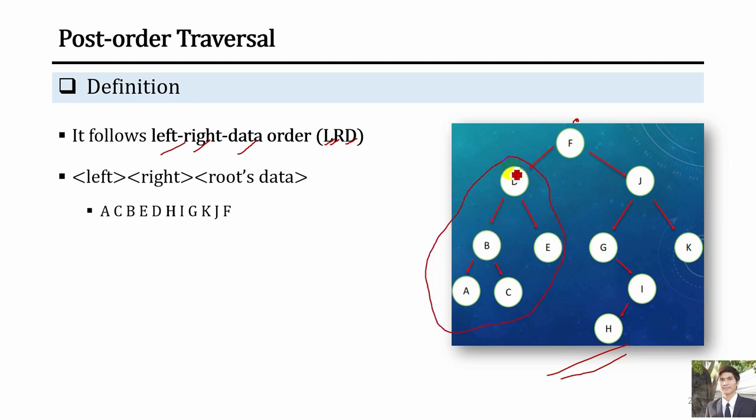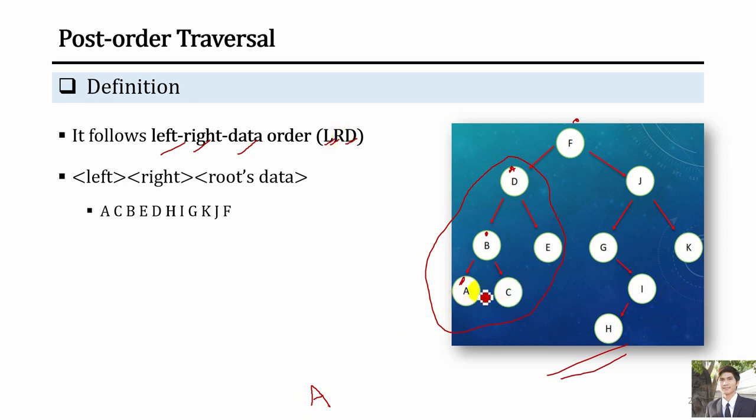So now we are reaching this node, which is D. D is still the root of this subtree, right? So we still go left. Left here is B, and then left here is A. Now A, we can display A because A has no other data and no other child. We display A. After A, we go right.